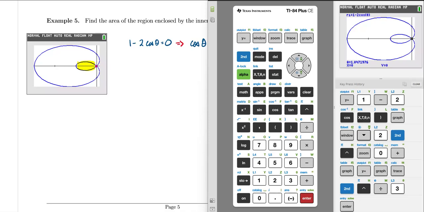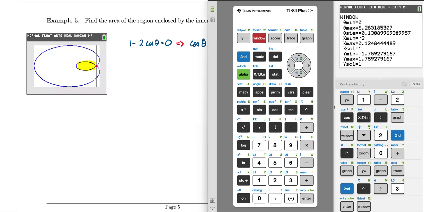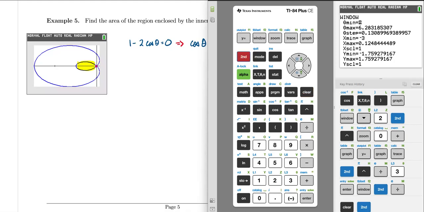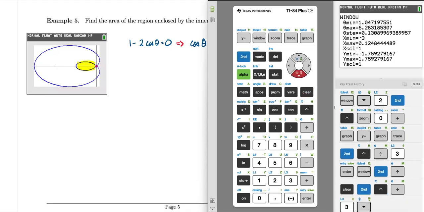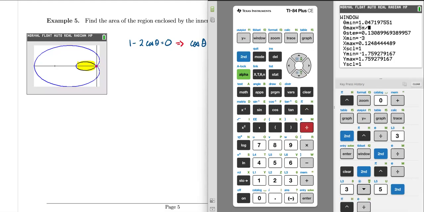So I'm going to click on window and say that there's a good chance that the inner loop is going to be traced from pi over 3 to 5 pi over 3. So let's take a look. Let's begin here at our x min of pi over 3. So second, pi, oops, clear this. So second, pi over 3, and let's end at 5 pi over 3. So 5 pi over 3, and let's see what's being traced.